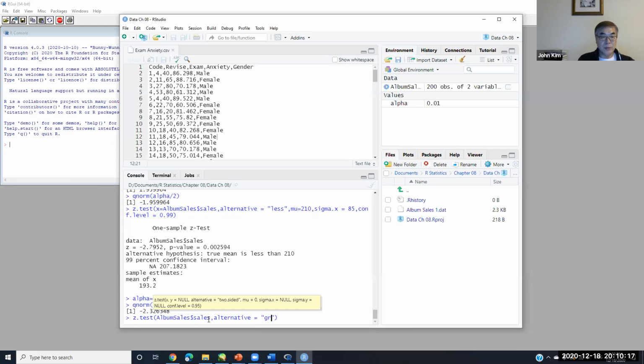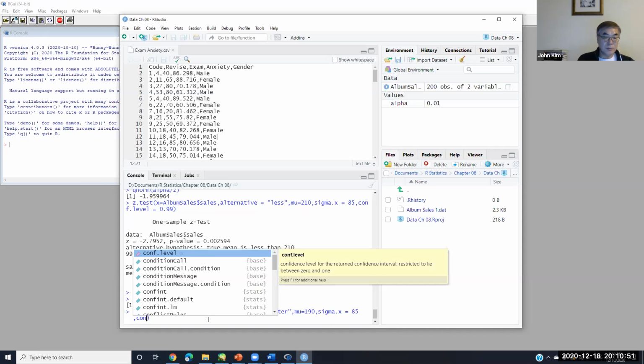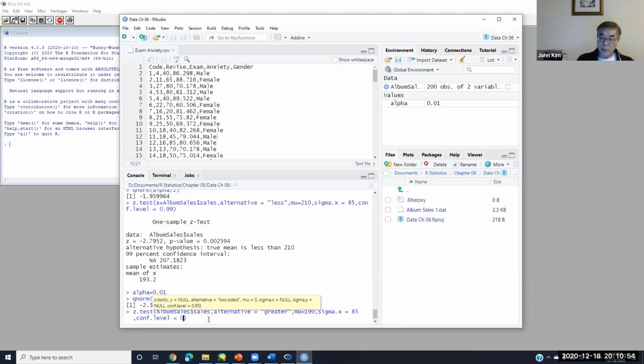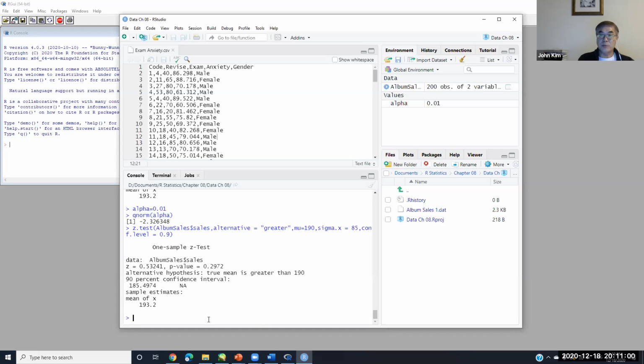Alternative is greater. And then mu equals 190. And sigma X equals 85, and confidence level 0.9. Okay, test result.